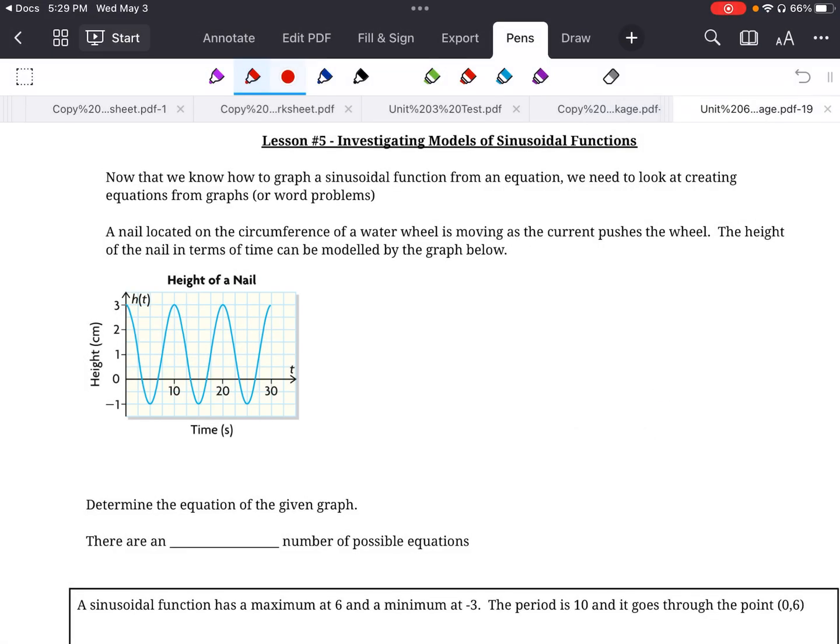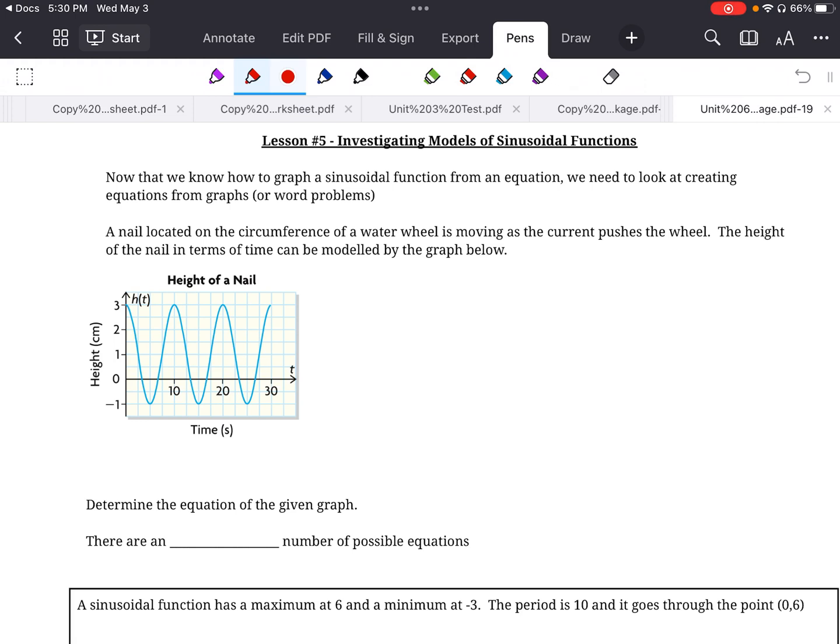Hello again. This is lesson 5 over the sinusoidal functions unit. This is investigating models of sine functions. Now that we know how to graph a sine function from an equation, we need to look at creating equations from graphs or word problems.